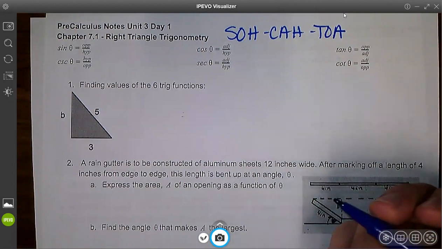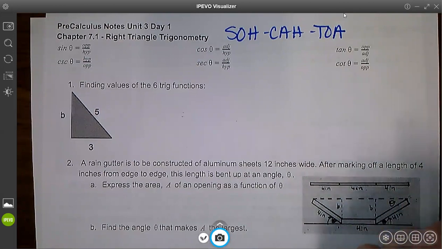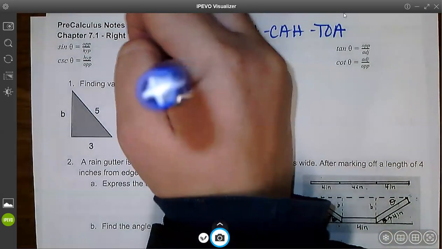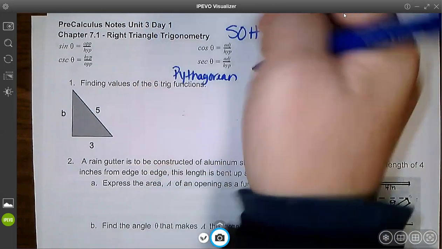Now we're just adding in the cosecant, secant, and cotangent, remembering that cosecant is the reciprocal of sine, secant is the reciprocal of cosine, and cotangent is the reciprocal of tangent. So to find the values of the 6 trig functions, first you need the Pythagorean theorem, because we only have 2 of the sides.